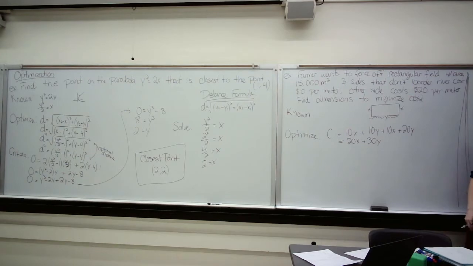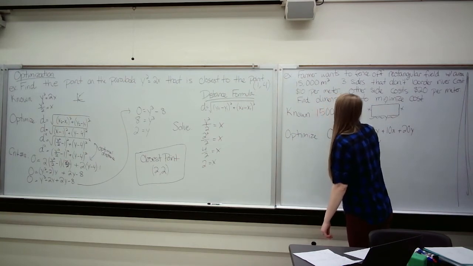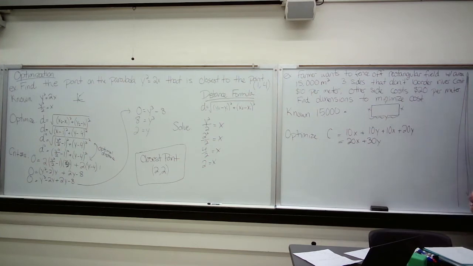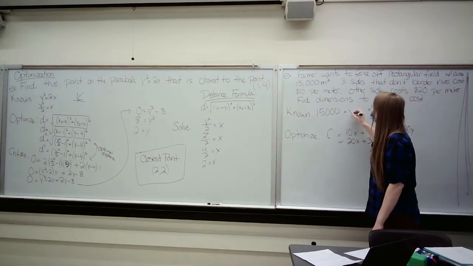Okay. So that's the thing I'm trying to optimize. Well, what else do I know? I know that the area of the field has to be 15,000 meters squared. So 15,000 is equal to my area. So what is area here? How do we find the area of a rectangle? Base times height, or length times width. So in terms of x's and y's, it'll be what? X times y.